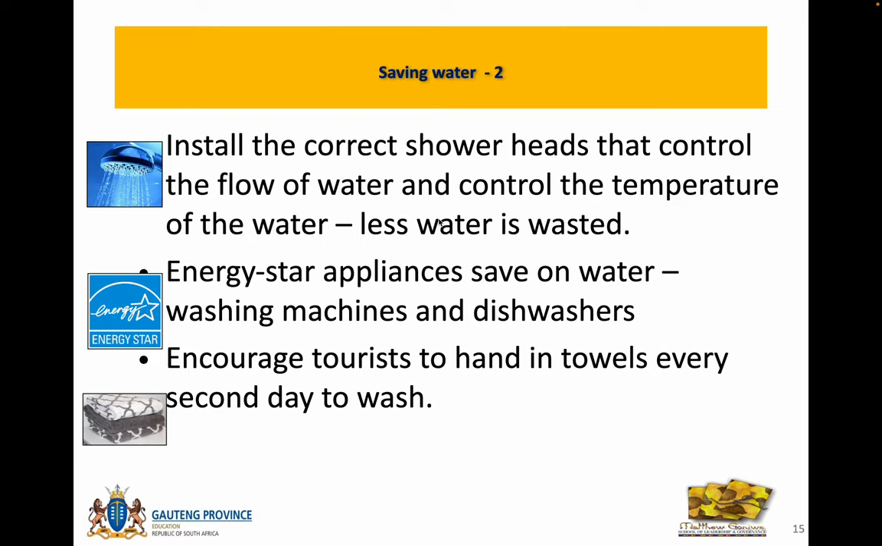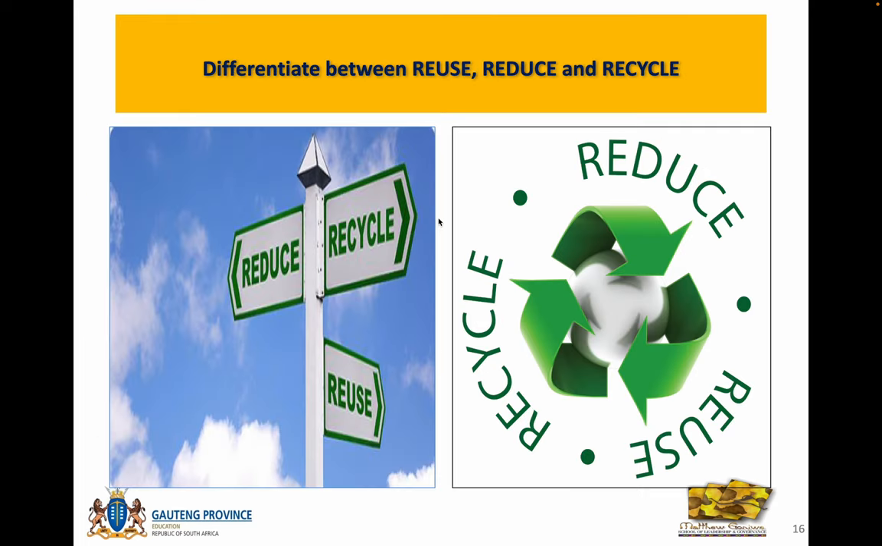Energy Star appliances, meaning that we use appliances that save water, like washing machines and dishwashers. Encourage tourists to hand in towels every second day they wash, meaning the tourists can wash their towels instead of using different ones, so that it keeps them clean.